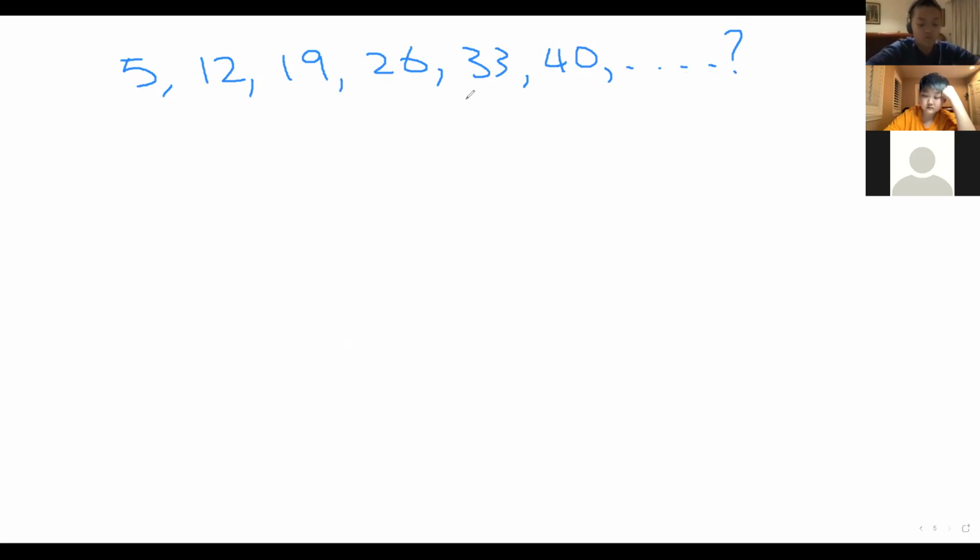Right? So here, let's try to find a pattern. What's the difference between each term? To get from one number to the next number, what do we do? Add 7. We add 7. So our difference is 7, right? So because we have to add 7 to get from one term to another term, what we usually do is we say, well, I have 7n.